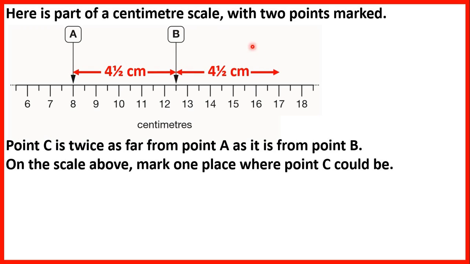So that will be another 4.5 centimetres, because if we have 4.5 and then another 4.5, it will be twice the distance from A as it is from B. So we need another 4.5 centimetres, so point C will be here. From point B, we could count on half a centimetre and then another 1, 2, 3, 4 centimetres, so that's 4.5 centimetres altogether.